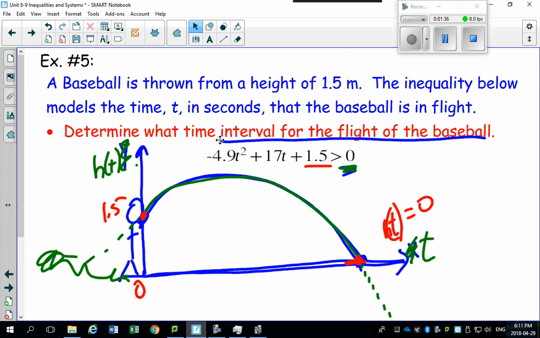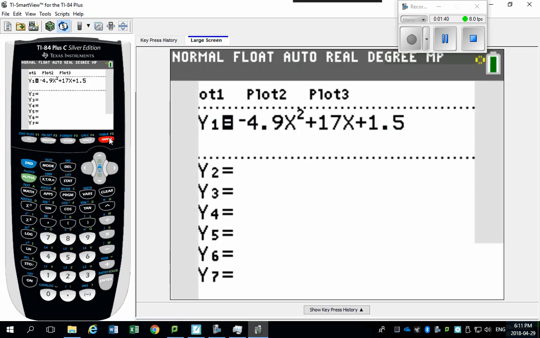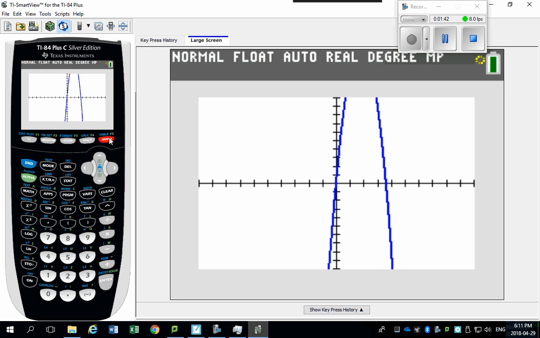So let's put this into our calculator and let's keep going. I've already done that. I'm going to hit graph and it's going to look an awful lot like this. Boom. I don't care about the maximum or anything. I care about what is this point here. I know that that point up here is going to be at 1.5, and it's going to be, of course, at a time of 0 because that's the initial height.